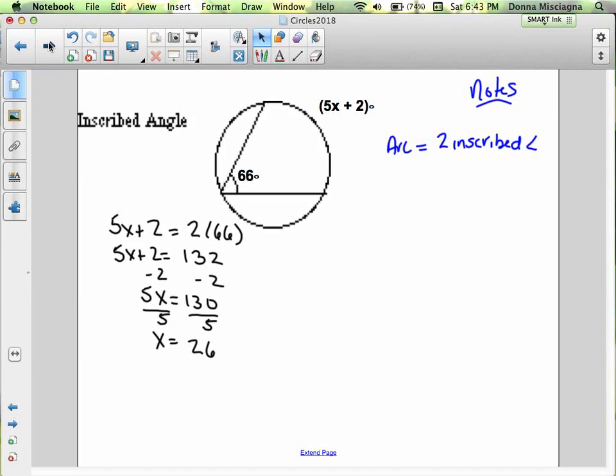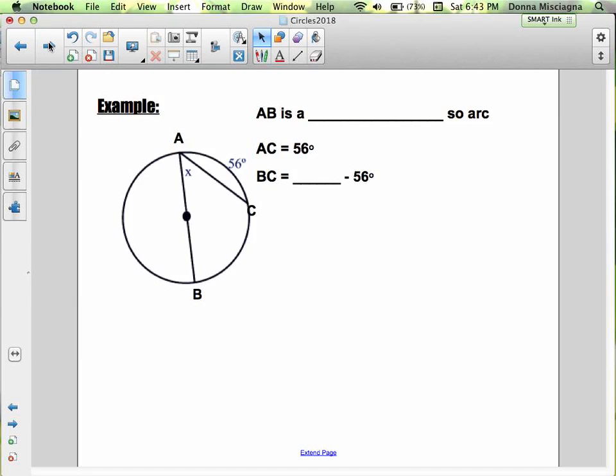All right, so it's pretty easy to work with inscribed angles. Now sometimes you have to do a little bit more work. Like maybe you've got to solve for the arc first before you can even find the angle, using some of the properties we've learned, but that's okay. This might be one of those problems.